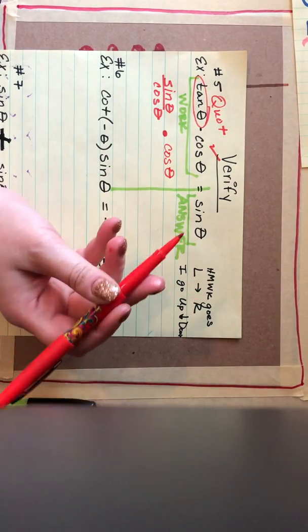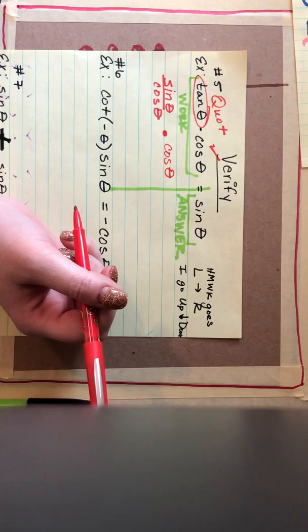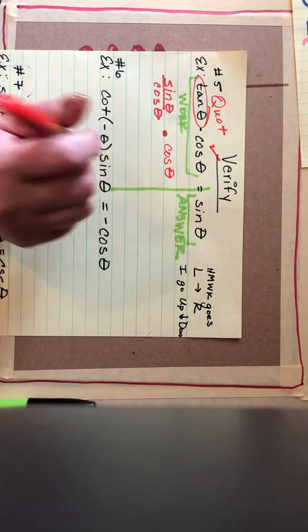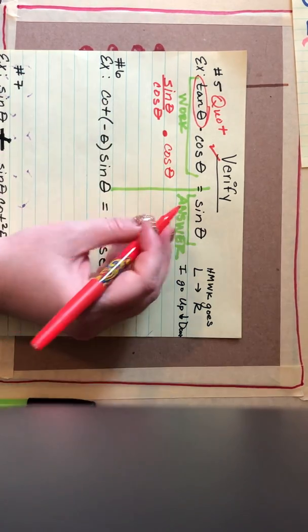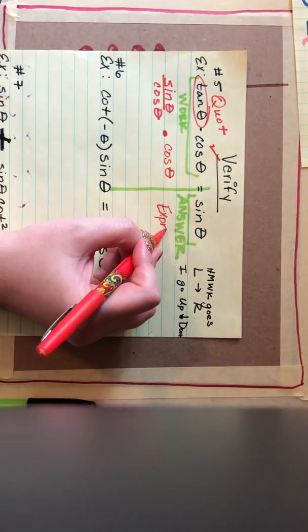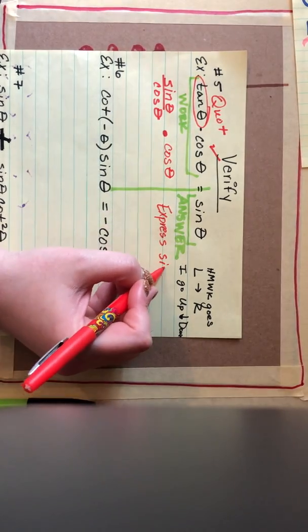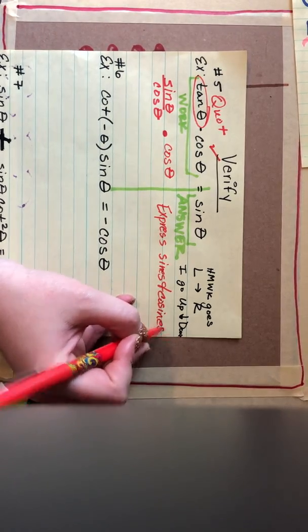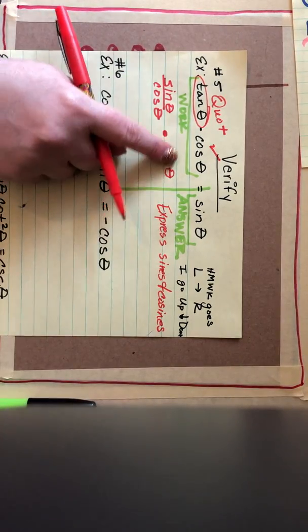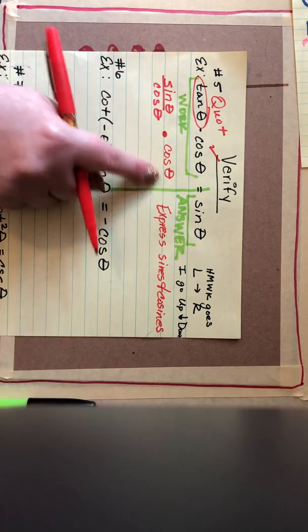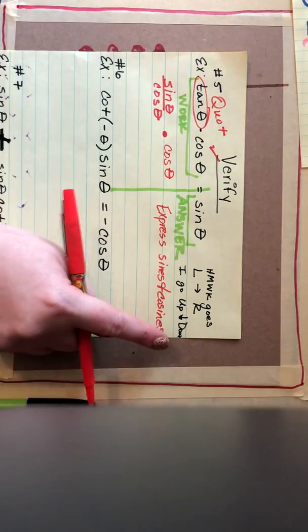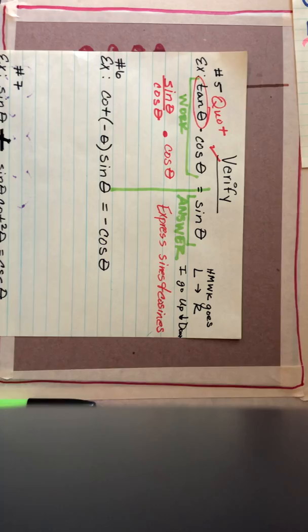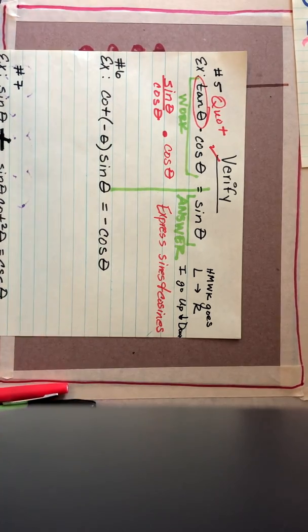So the very first thing we did was express in terms of sines and cosines. So in your homework, this is where you're going to type this mess and then probably pick the answer choice that says express in sines and cosines. Okay, then what happens? Something from before.